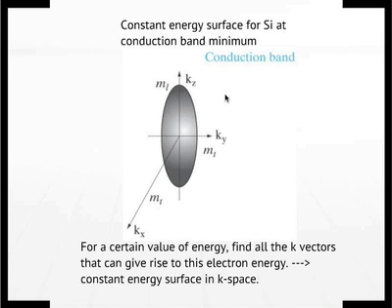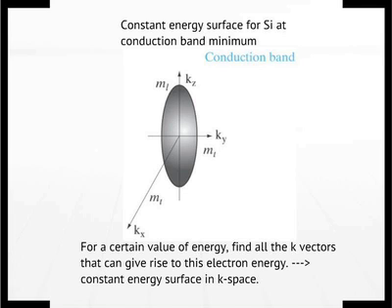Now, if you look at this, you can see it's not a sphere. Which means, remember, the curvature of this surface is related to the mass. This is still valid, remember, even in a constant energy surface. This is inversely proportional to the mass.